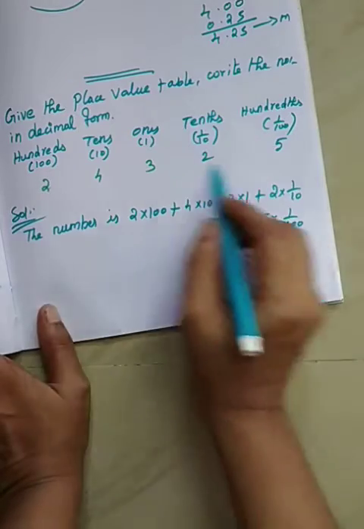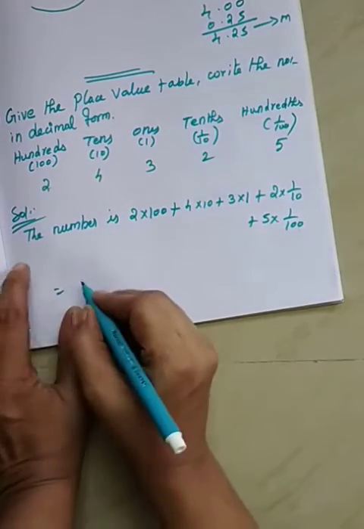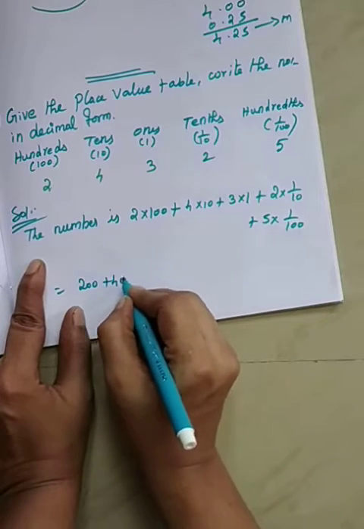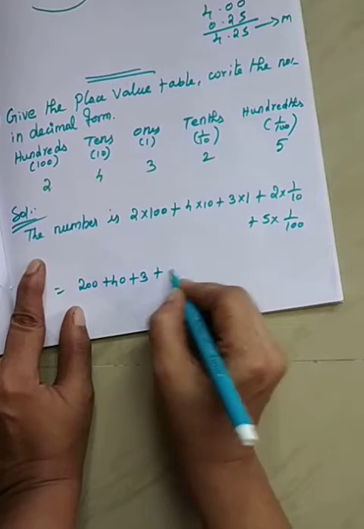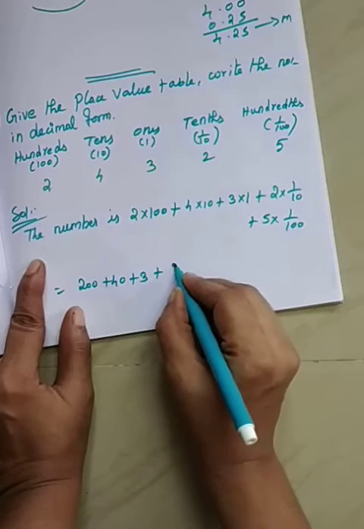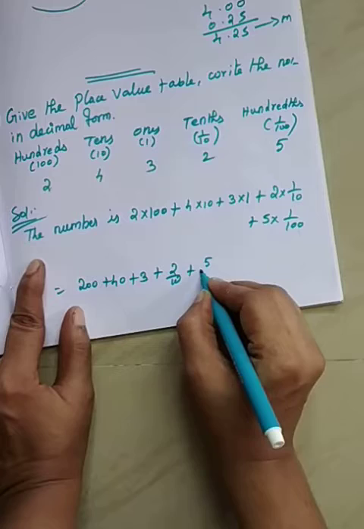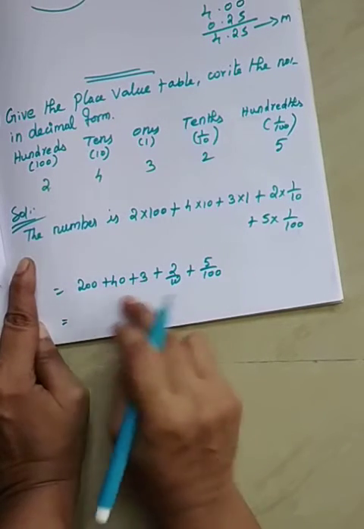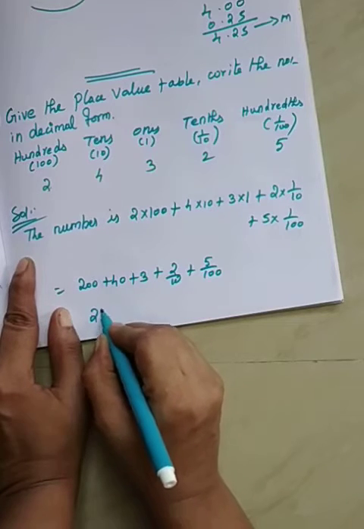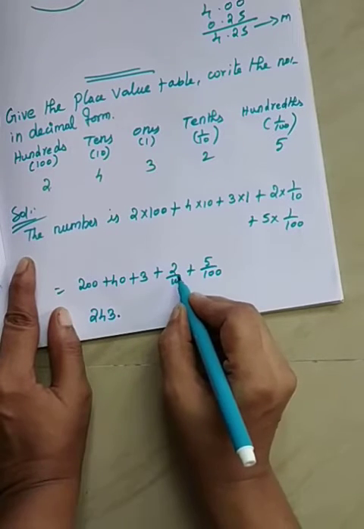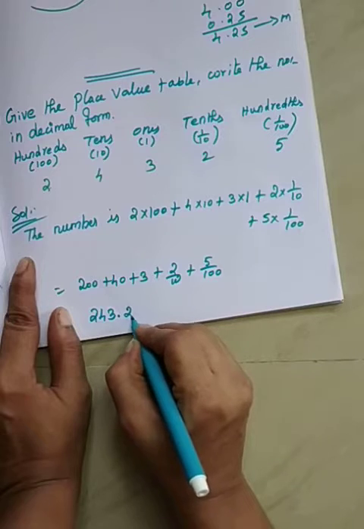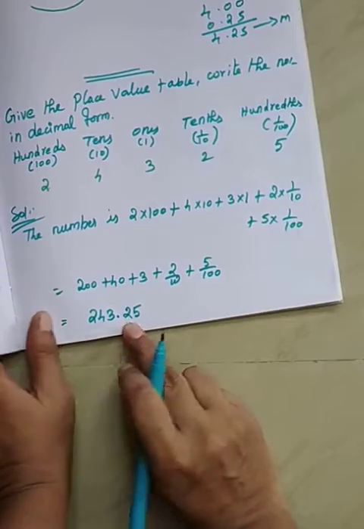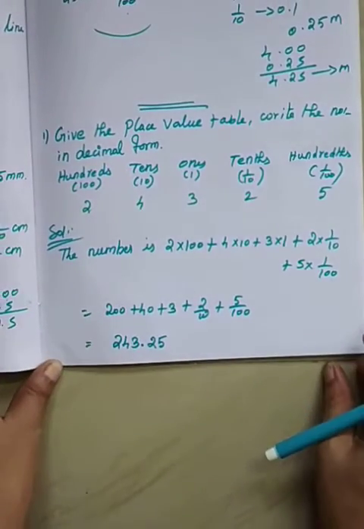Now you need the decimal form. Okay, see here, you can write 200, 4 tens is 40, 3 into 1 is 3. Then 2 by 10. The next one is 5 by 100. Now you can write 243 and add. Point 2 is the tenth place, 5 is the hundredth place. So 243.25 is your answer. Okay.